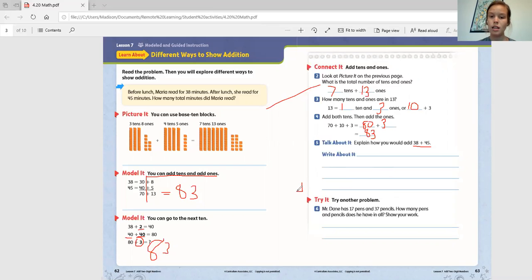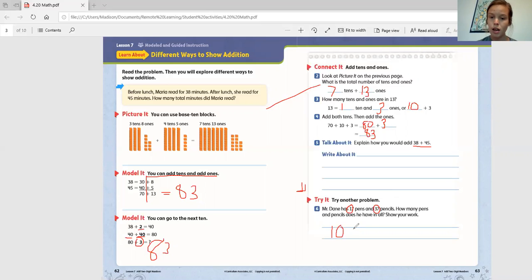All right, let's go down here to the bottom. It says, Mr. Dane has 17 pens and 37 pencils. How many pens and pencils does he have in all? Show your work. All right, I want you to pause it now and try to solve this problem and then unpause it to find the answer, to check your work. All right, now if you're listening, that means you've paused it and tried to solve it on your own.